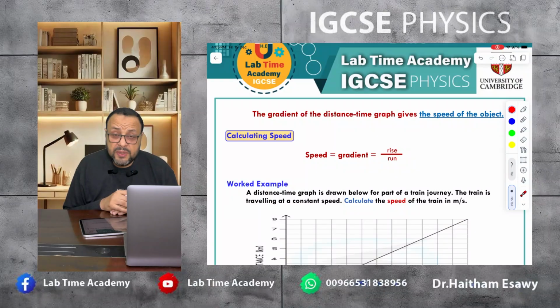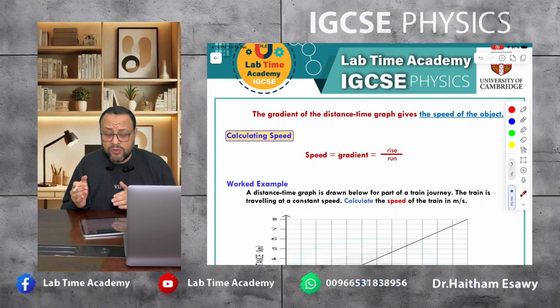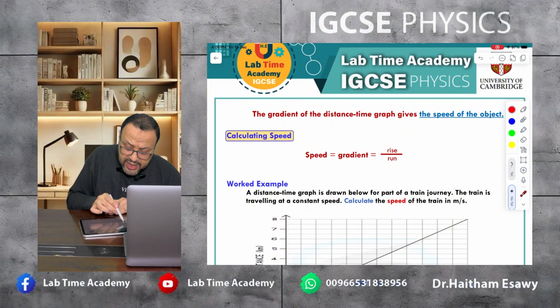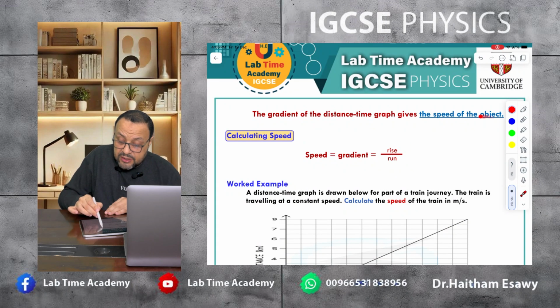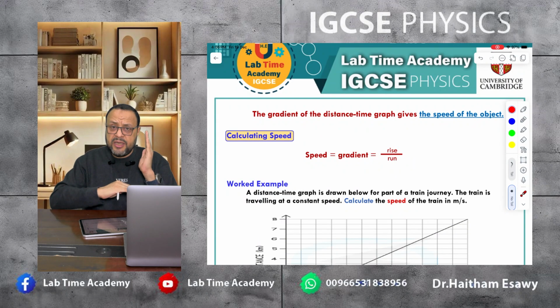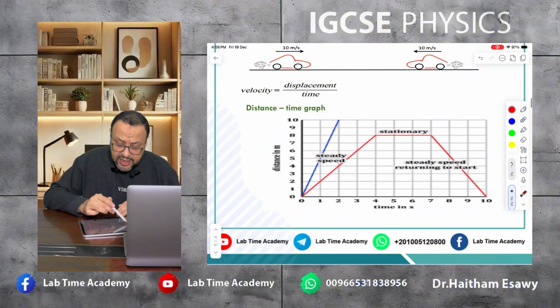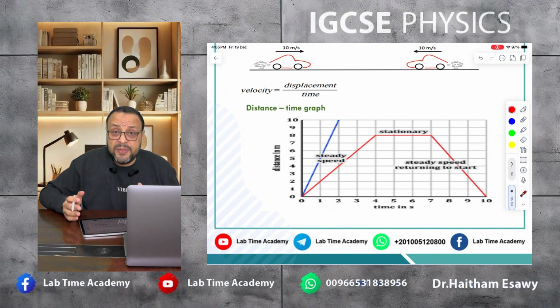How can we calculate the speed from the graph? Actually, we can calculate the speed from the graph by calculating the gradient or the slope from the graph. So here the speed is the gradient, equal to rise over run. If we have a distance time graph, we can calculate the speed just by calculating the slope or the gradient. So here we calculate the rise over run to get the speed of the graph.